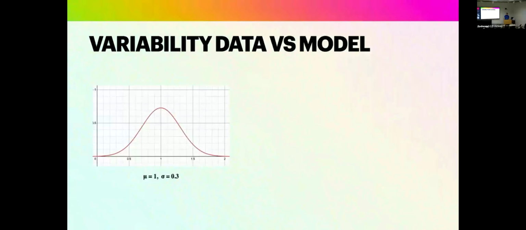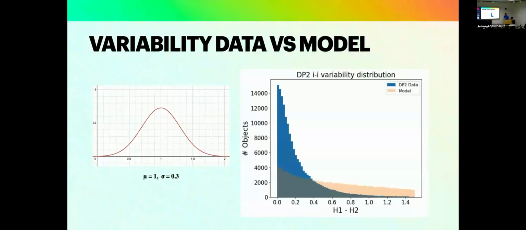So let's now assert an underlying distribution of asteroid shapes. I like Gaussians, they're simple. This is one Gaussian centered on 1 with a sigma of 0.3. And if we plug that into our previous equation and take our empirical uncertainties, we would expect a measured distribution of asteroid variability that looks like this.